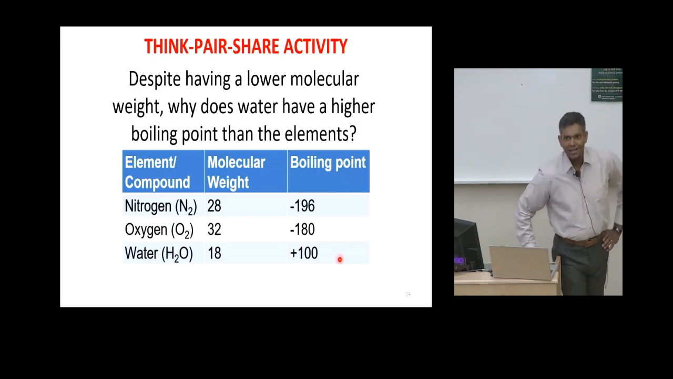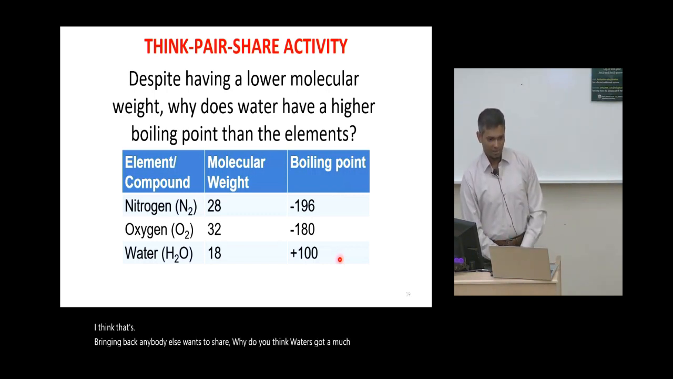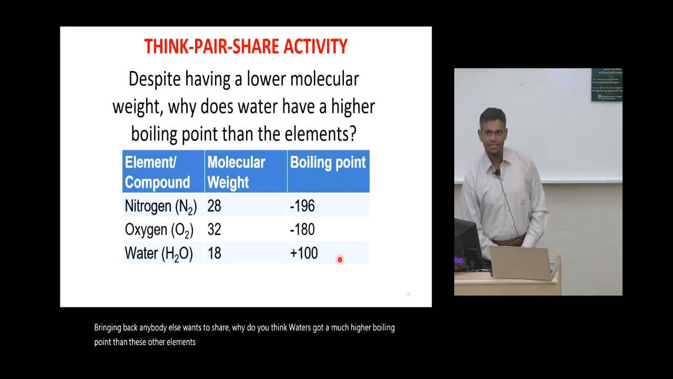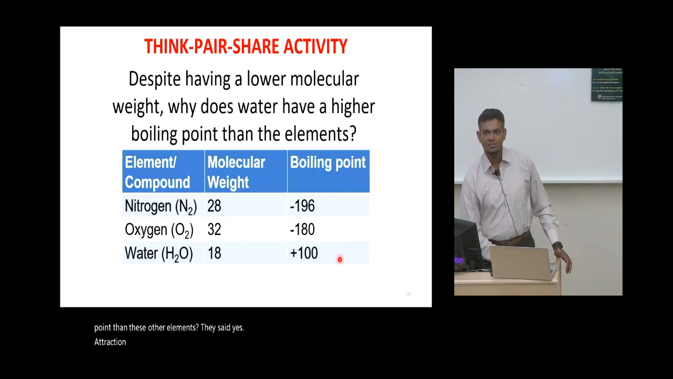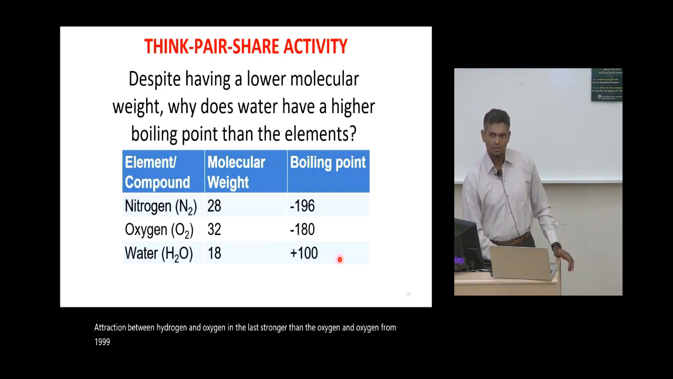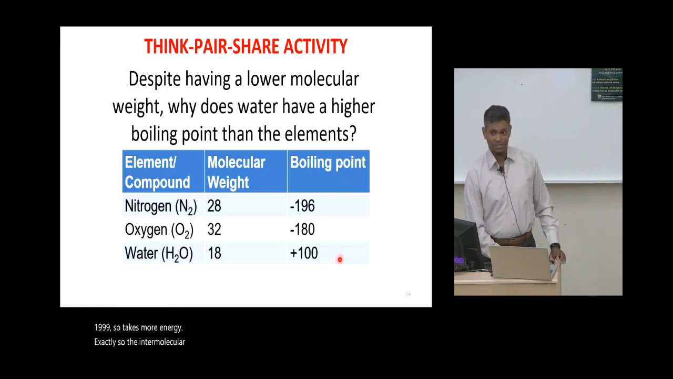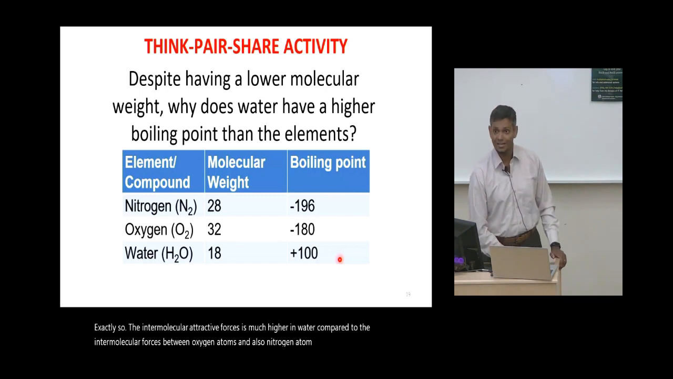Alright folks, anybody else want to share? Why do you think water has a much higher boiling point than these other elements? Yes, because the electrostatic attraction between hydrogen and oxygen is a lot stronger than between oxygen and oxygen or nitrogen and nitrogen, so it takes more energy to break them apart. Exactly. So the intermolecular attractive forces are much higher in water compared to the intermolecular forces between oxygen atoms and also nitrogen atoms. So that is the correct answer.